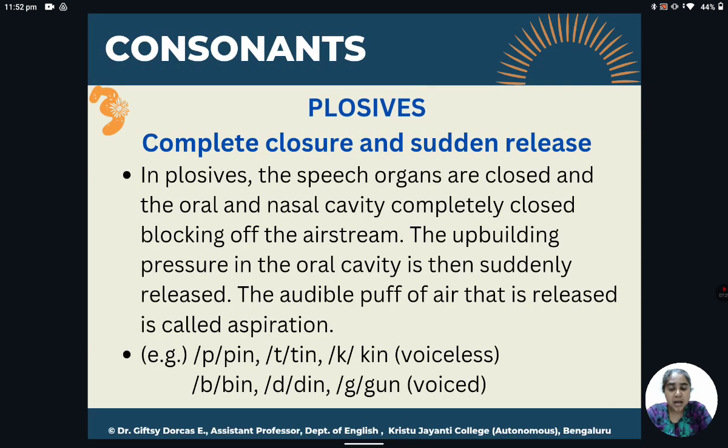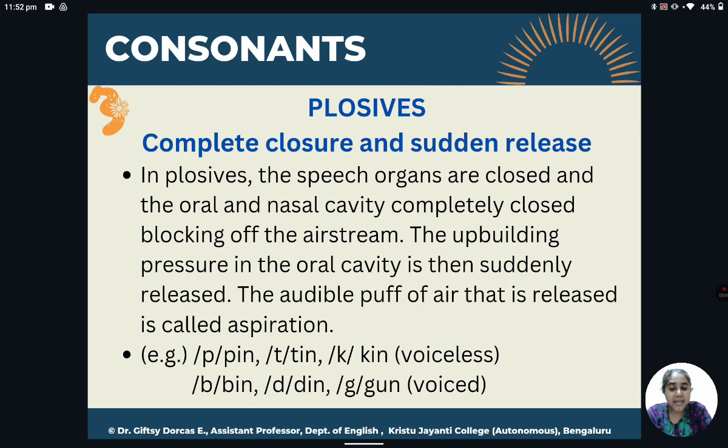So the first sounds are plosive sounds. In plosives, there's complete closure and sudden release. So we need to know complete closure of what and sudden release of what. Here the speech organs are closed and the oral and the nasal cavity are completely closed. So we see that the oral and the nasal cavity are closed, and so airflow is blocked. And then there's an upbuilding pressure in the oral cavity, and then there's a sudden release of audible air. So this is also called aspiration. The audible puff of air that is released is called aspiration.